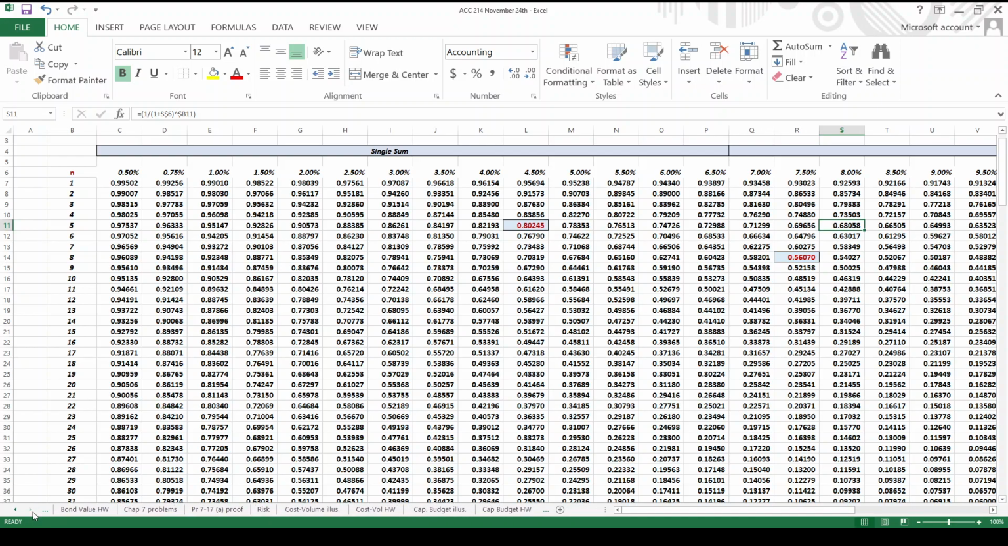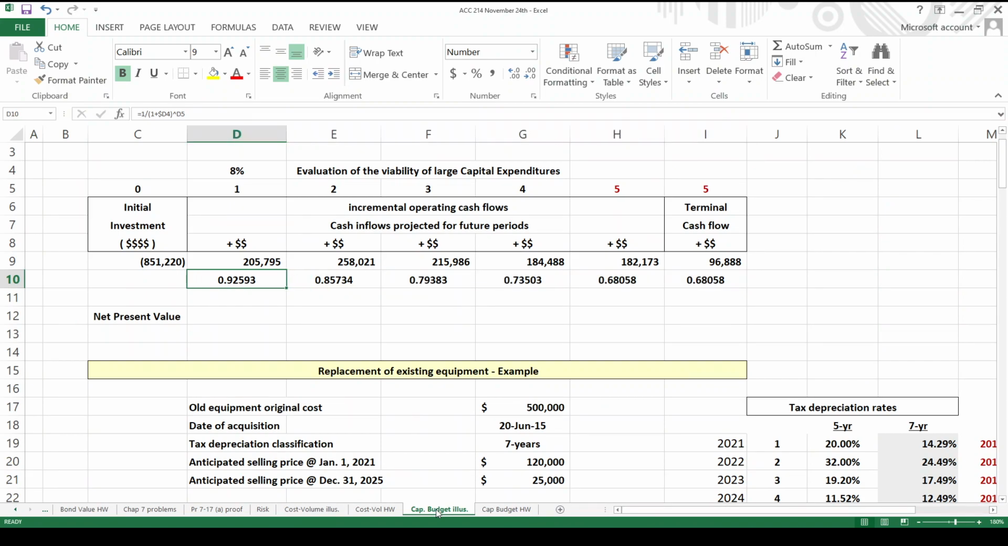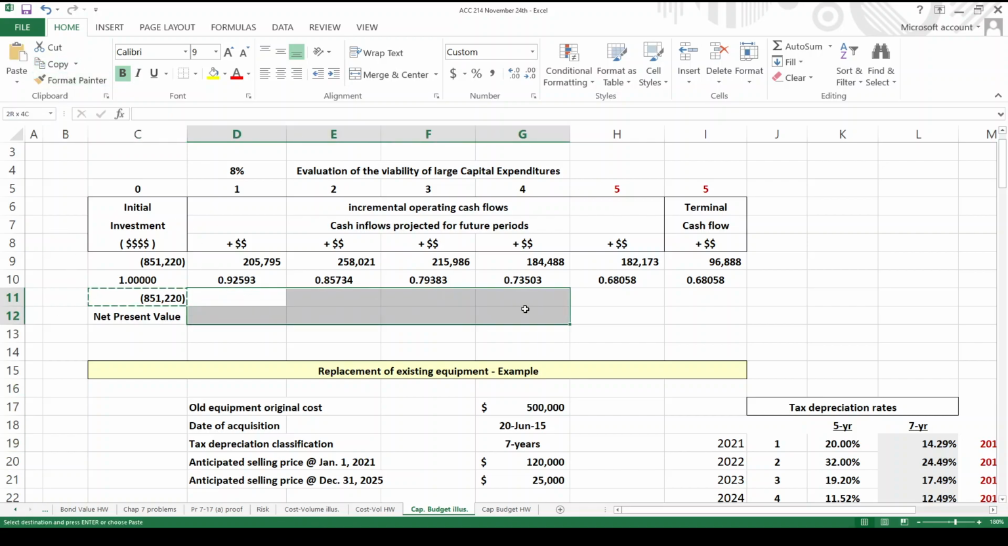Let's go back. And there they are. Okay, 92593. Now I just got to multiply. That's going to be 1, right? Because that's day 1. So let's do this. Let's take this, multiply times 1, gives you negative 851. And let's carry this across.